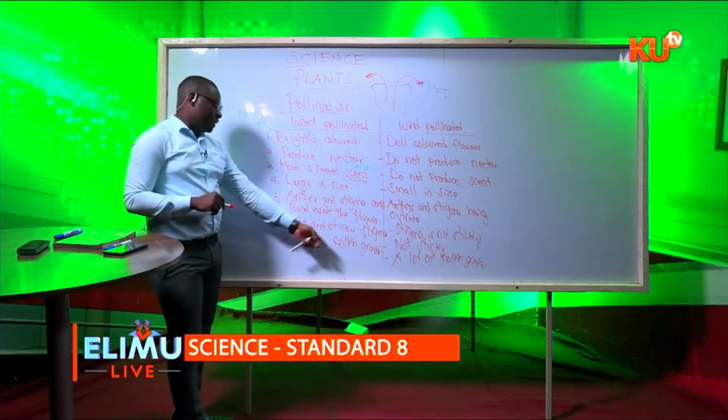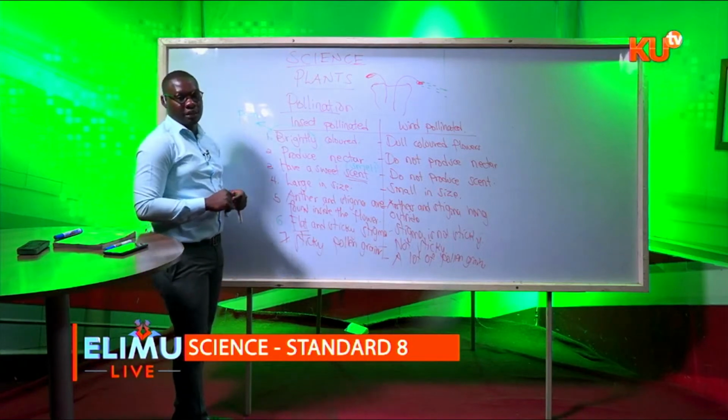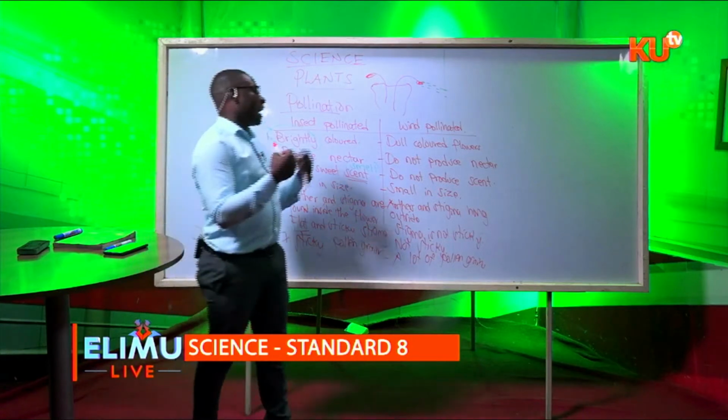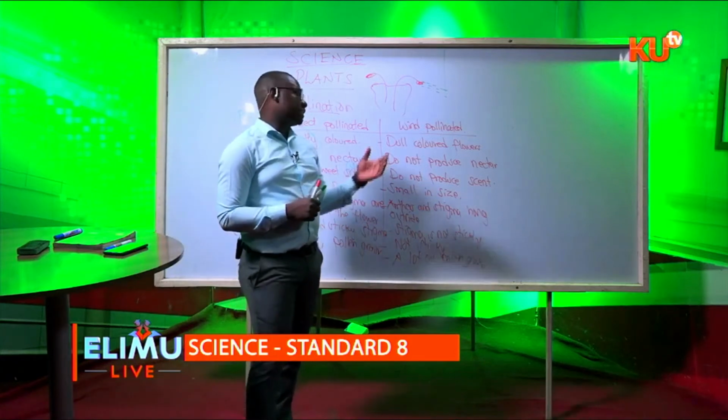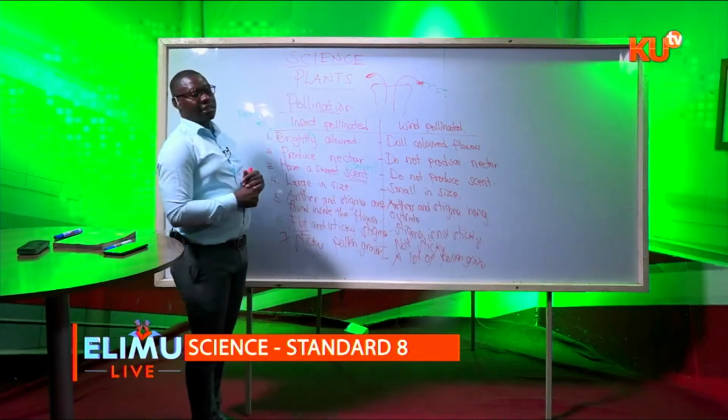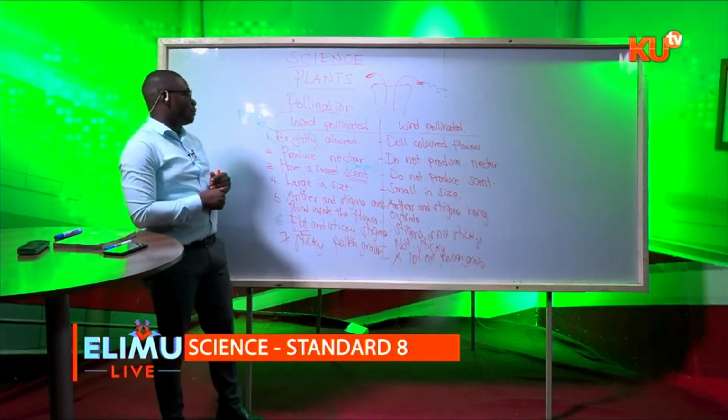Now, these pollen grains in insect-pollinated flowers will not be as much as those in the wind-pollinated flowers. That gives us the characteristics of the insect and the wind-pollinated flowers.